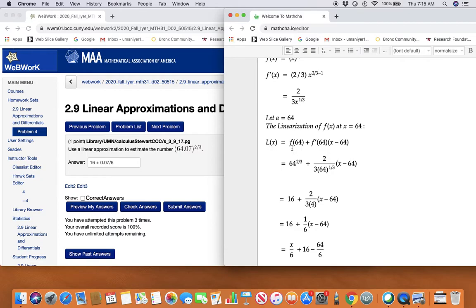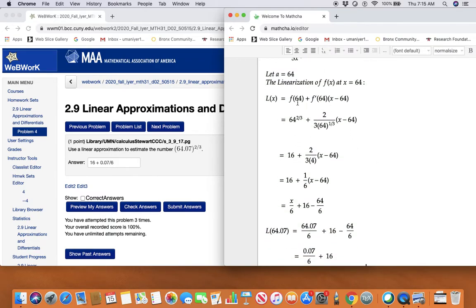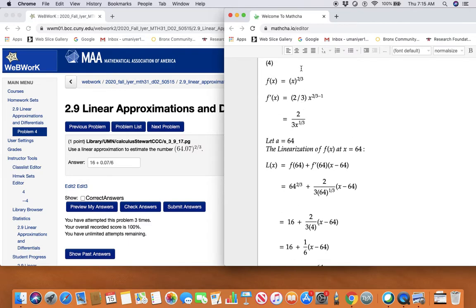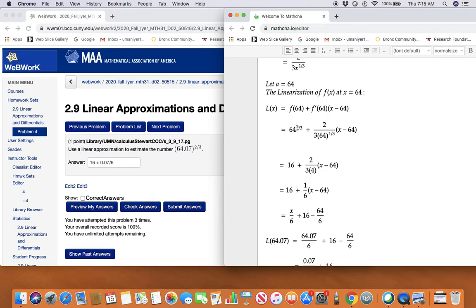So, linearization is f at 64 plus f prime at 64 times x minus 64. F at 64, my function f is power 2/3. So 64 power 2/3. F prime, that's this one. 64 power 1/3 in the bottom. So x minus 64 is simply part of linearization. So what is the meaning of power 2/3? Take cube root and then square. Cube root of 64 is 4. Squaring it gets me 16.